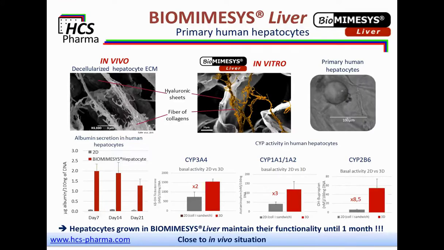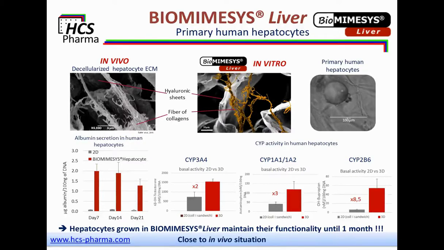I will show you a couple of results. First, with Biomimesis liver and primary human hepatocytes. As you can see on the electron microscopy pictures, the matrix by itself is close in its structure to the decellularized liver extracellular matrix. You can see the hyaluronic sheets and the interlaced fibers of collagen. On the right, you can observe primary human hepatocytes that have the form of spheroids within the matrix.